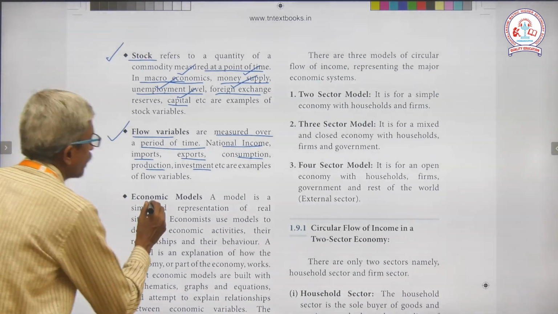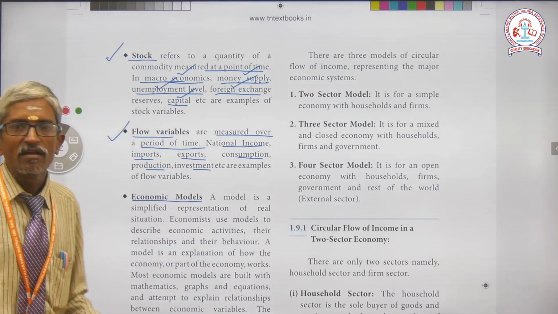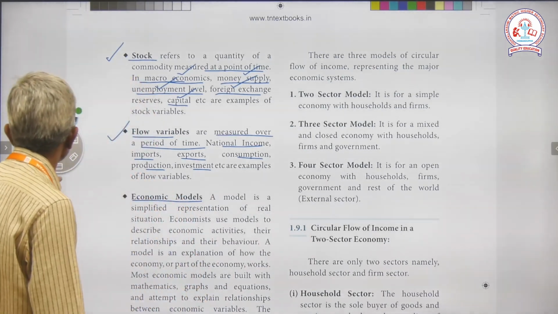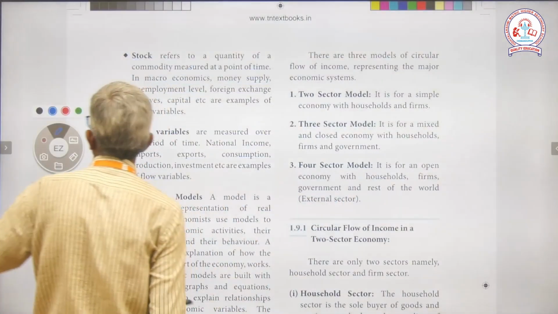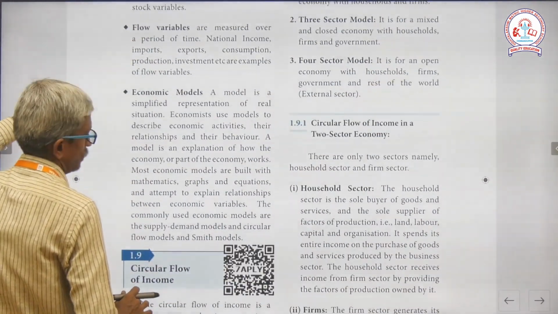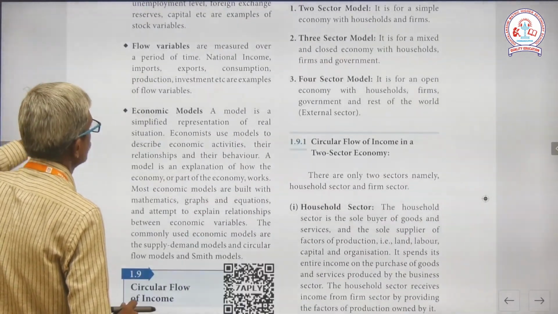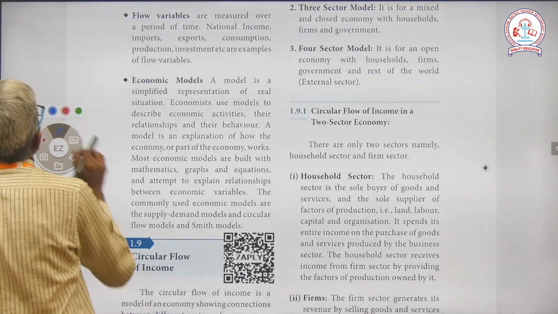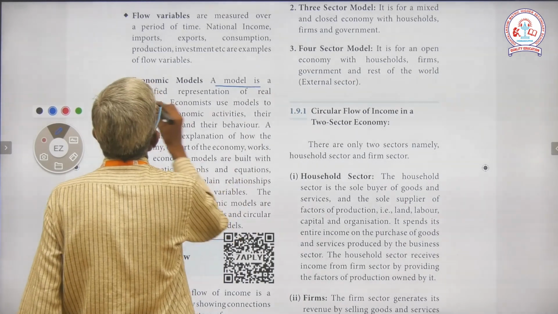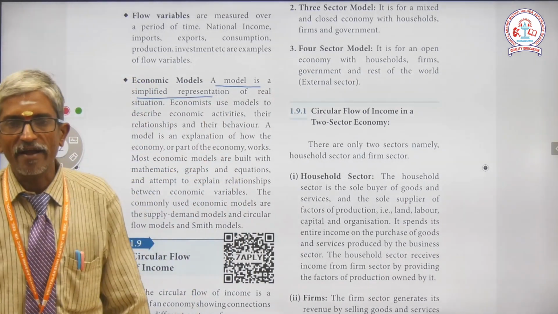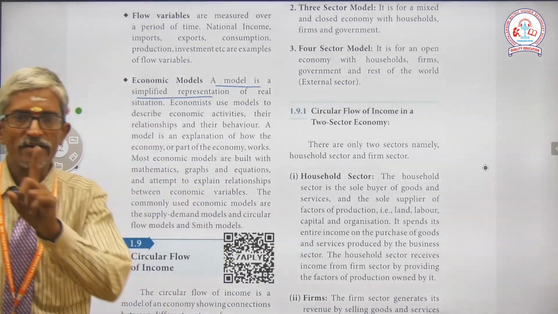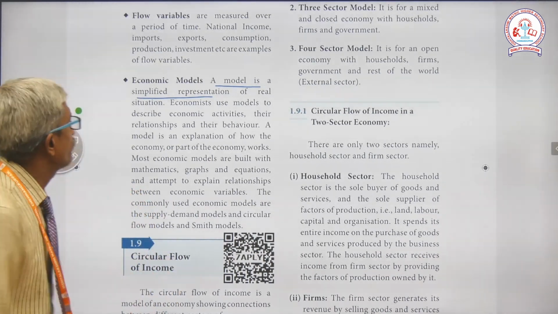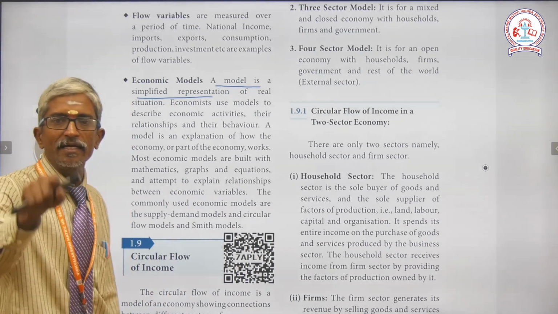Next, the third one, the economic model. What do you mean by model? A quick understanding of a concept. That is called the model. In page number 11, we have the economic model. The initial line explains very clearly: a model is a simplified representation. Point number 1. What is an economic model? A model is a simplified representation of a real situation.